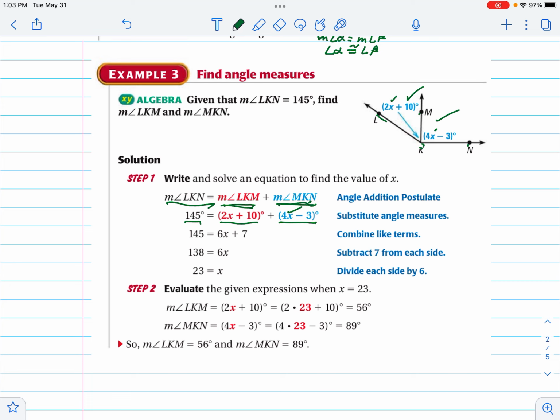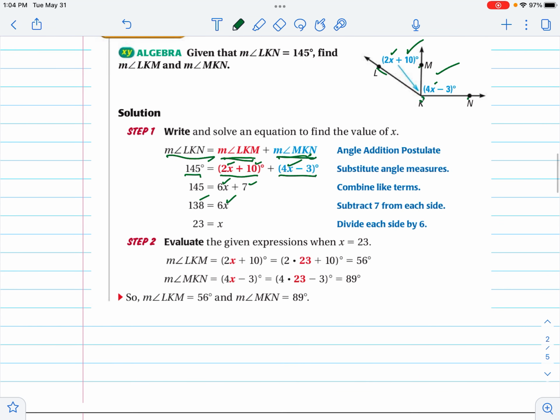We've got 4x and 2x, that's 6x. 10 minus 3 is 7, okay? Now subtract the 7 and we get 6x equals 138. And then divide by 6, and we get x is equal to 23. Okay. So x is equal to 23.